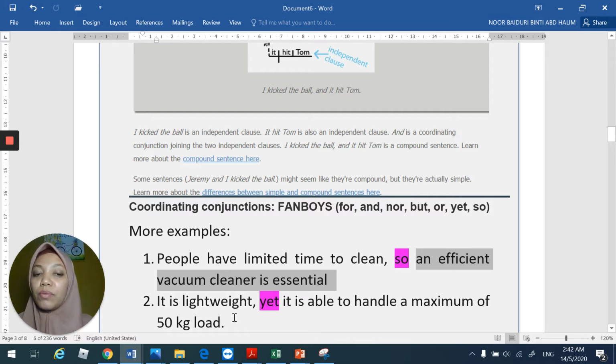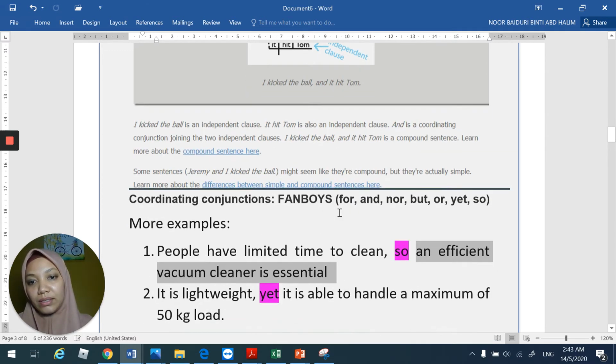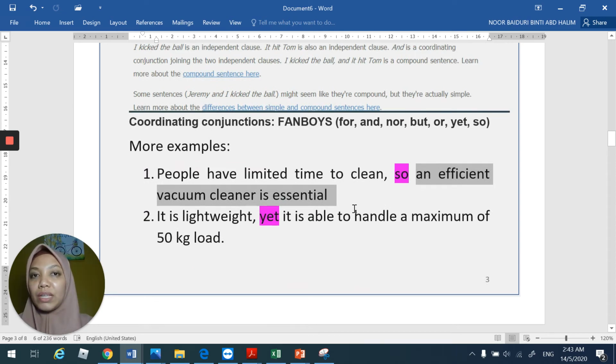Okay, so this is what people say. Try not to come up with sentences that are too simple. For example, if you write "it is lightweight" and then full stop, too simple, right? Maybe that is the level for second primary school children. So you want to make your sentence look more proficient, right? So you combine. We have 2 independent clauses here, combined with FANBOYS. Okay, so that is for compound.